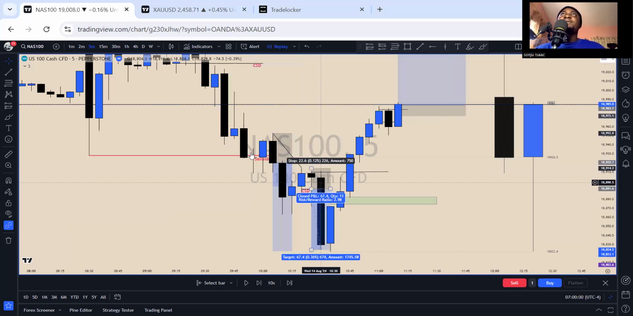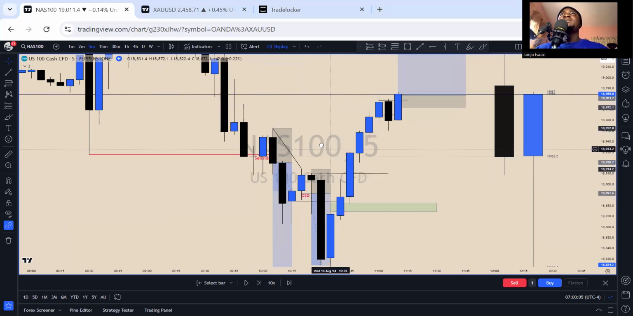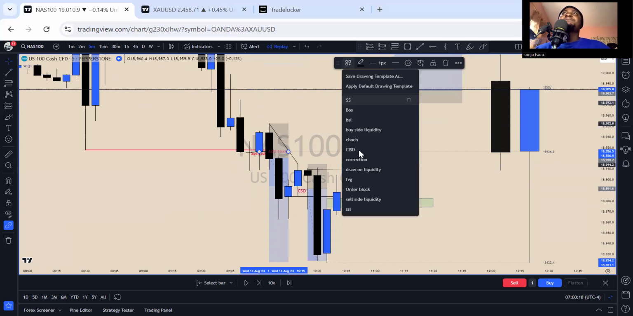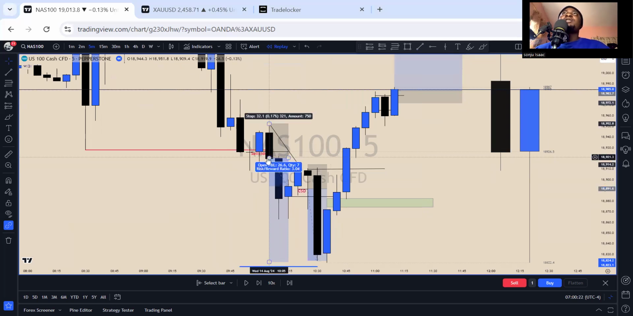Currently, I was like, okay, I want to see a change in state of delivery. Price was just momentarily going bullish. This is the 5 minute. I want to see price close below this bullish candle. That will give me my change in state of delivery right there. So once we had the close, simple, I enter off the close.